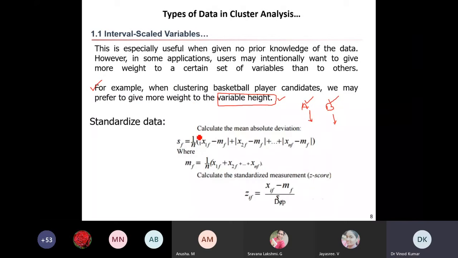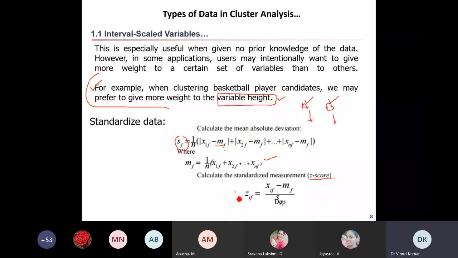So how do you do the standardization of data? If this effect is not there, if it's not this case, then you can standardize the data to make the proper clustering. For that, s_f is the standard deviation, which we find like this. m_f is the mean value you calculate, and you calculate the differences, add them, and then you find s_f. The mean value you can calculate by adding these values.